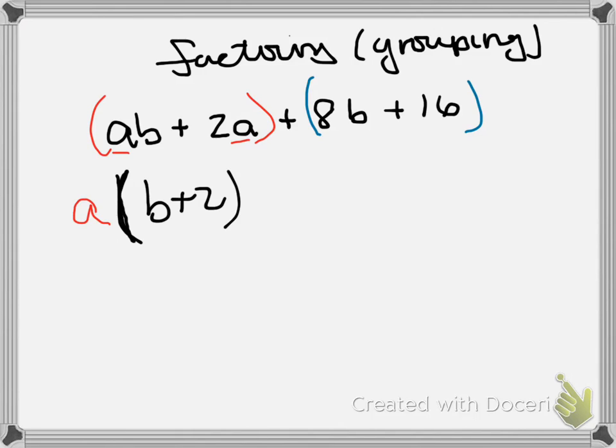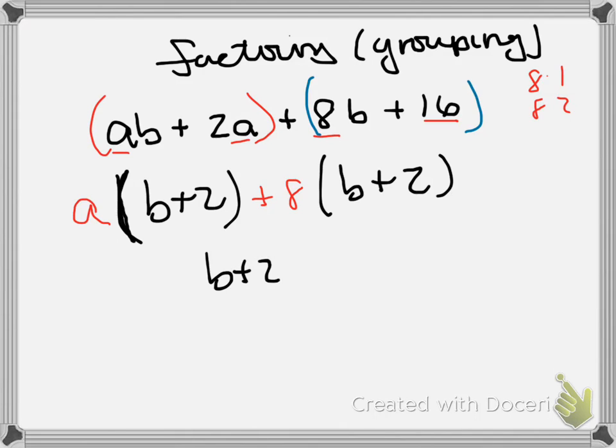In the other grouping, I see that I have an 8B and a 16, and I can divide both of those by 8, because 8 times 2 is 16, 8 times 1 is 8. So I can take an 8 out, and when I do this, I get B plus 2. So you see the two factors. You notice the parentheses are the same. This is how grouping works. When you see the parentheses are the same, that is going to be one of your factors, B plus 2. The other one is going to be the factors that are outside of each parentheses. If you notice, it says A plus 8, that is my other one.